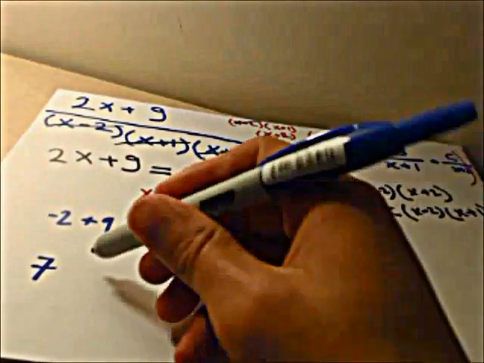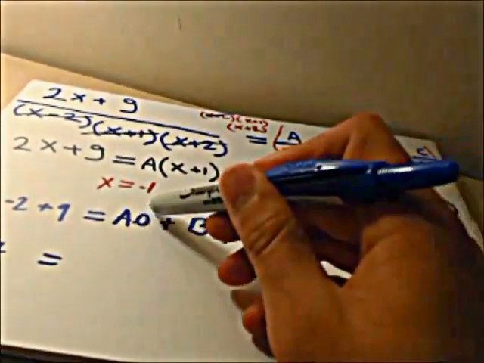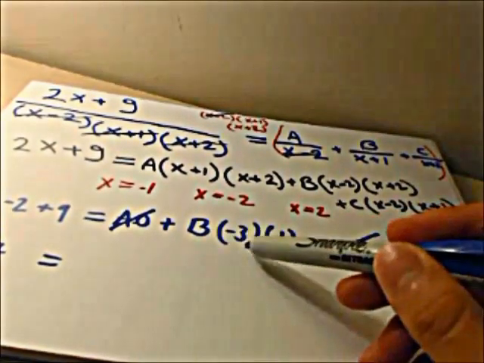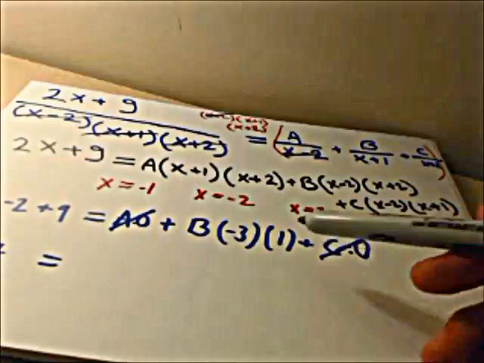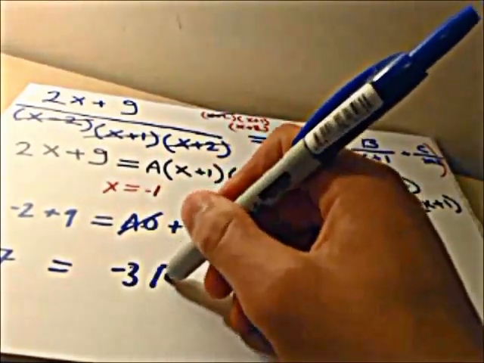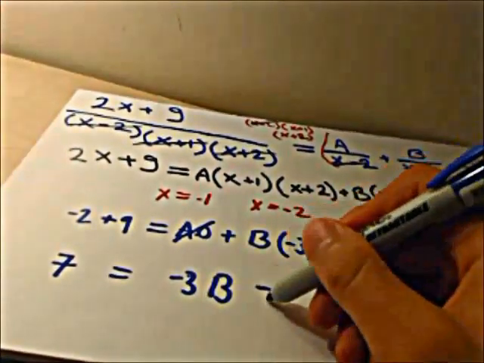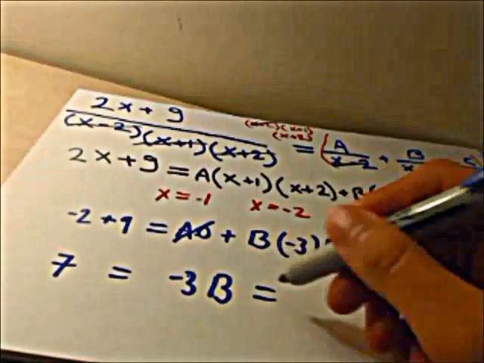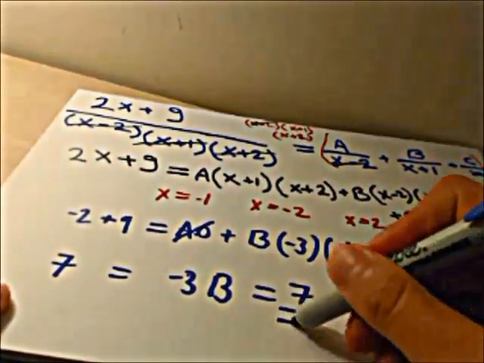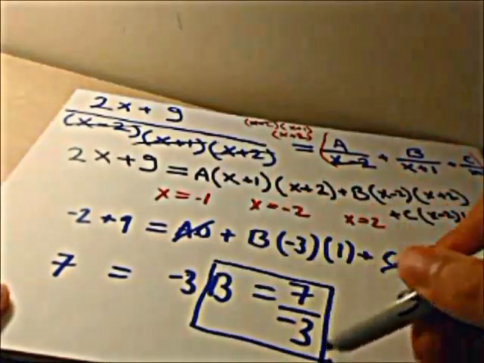We've got it here, equals, we're only left with b, so a times 0 and c times 0 cancel each other out. So b times minus 3 is minus 3, and times 1 is itself, minus 3, so we're left with minus 3b. So basically we've got 7 equals minus 3b, it's just a simple linear equation. So b equals 7 over minus 3. So that's the value of b.